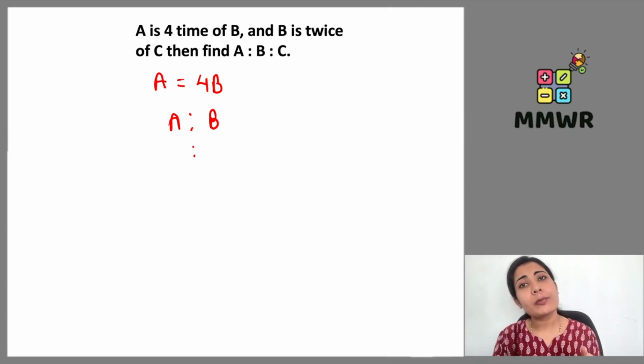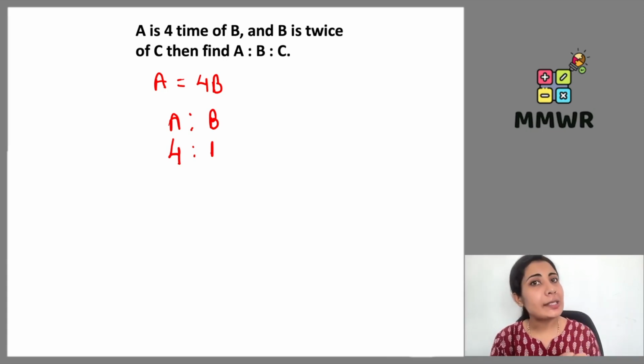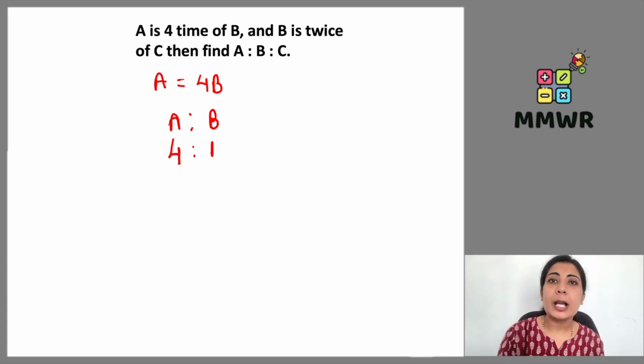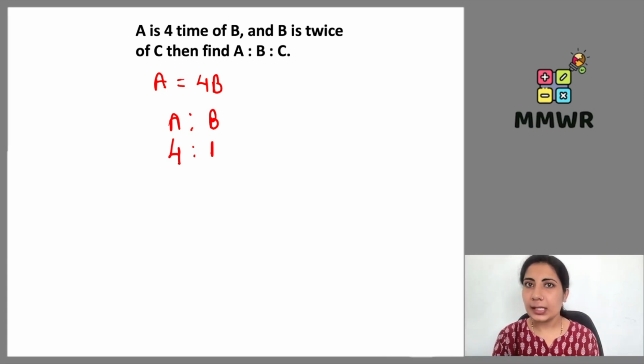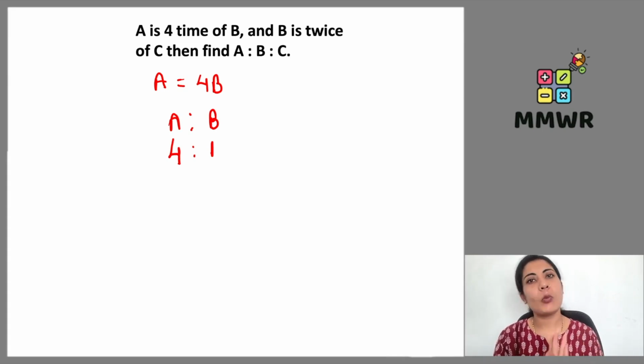So A is 4 times of B. Let's say the value for B is 1, so automatically A will become 4. If the value for B is 2, automatically A will become 4 times of 2, that means 8. But it is in the ratio format, that is why we usually consider 1. So if the value of B is 1, the value of A, 4 times of B, will be 4. 4x, 1x. We can have x also.